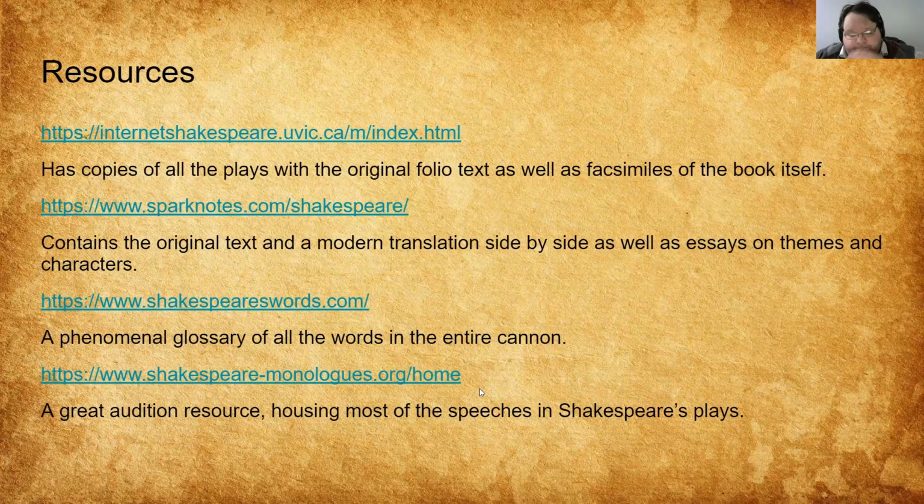And then this last one is a resource that's only going to be for my actors. ShakespeareMonologues.org. It has all of the speeches from all of the different Shakespeare plays. So this is a great resource for audition monologues, or if you just want to look at some speeches, it's at least a good place to start.